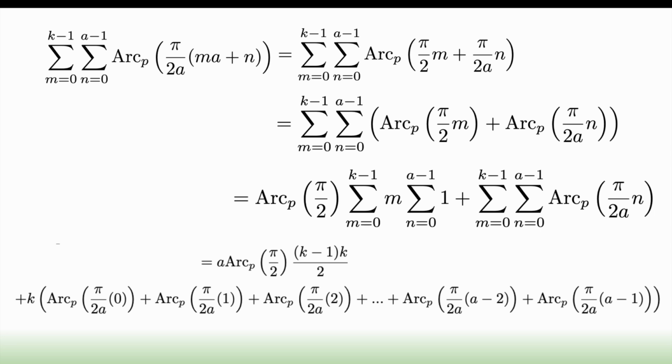The 0th term is 0, so we can knock that out, but the first term plus the last term is arc of pi over 2. The second term with the second to last term is 2, and so on. Because we're putting things in pairs, we'll actually have different paths if a is even or odd. So let's start with even.